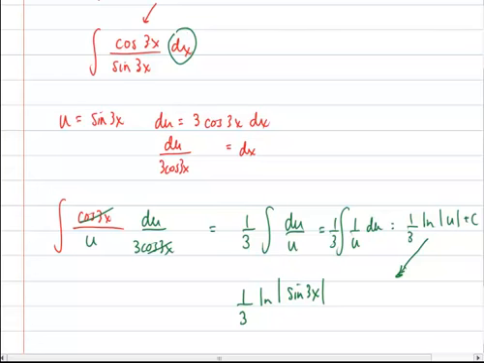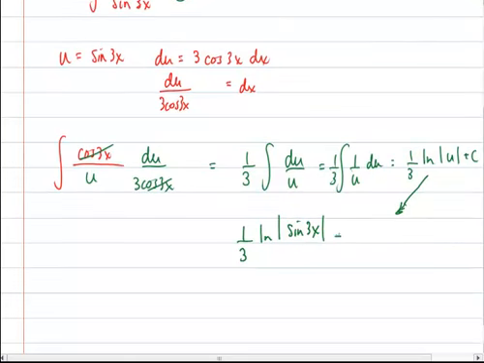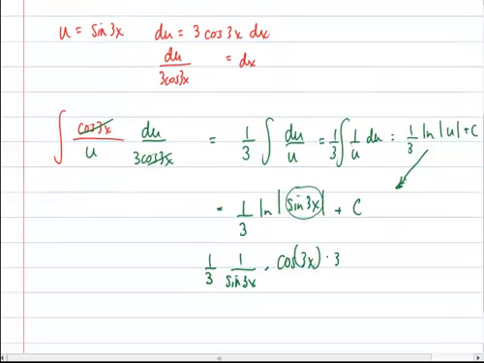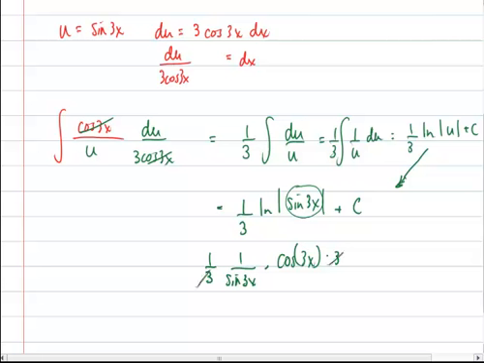We back substitute, and we have 1/3 the natural log of the absolute value of sine of 3x. Because that's our answer to the integral, just to check, you should always check the derivative. The derivative of 1/3 natural log of sine of 3x is 1 over sine of 3x times the derivative of the inner function, which gives cosine of 3x times 3. When you look at that, the 3's cancel, and we're left with what we started with: cos of 3x over sine of 3x, which is the cotangent of 3x.